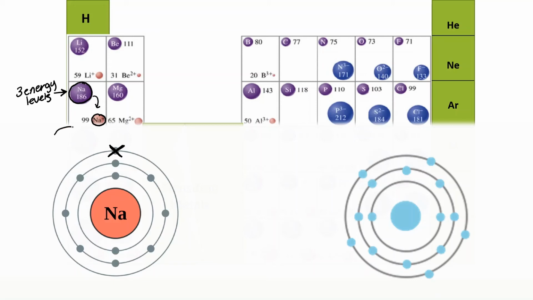But when we make sodium into an ion, which just means that we're gaining or losing electrons, it's going to want to lose an electron. And when it loses an electron, guess what? It only has 2 energy levels. So the reason that sodium or positive cations will be smaller than neutral atoms is because they lose an energy level when they lose their electrons.